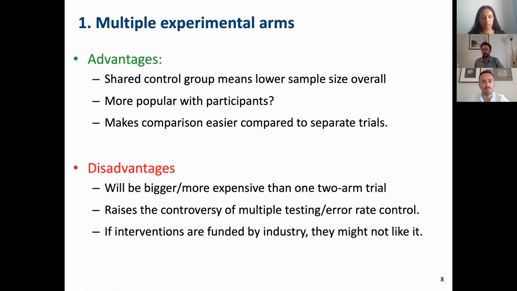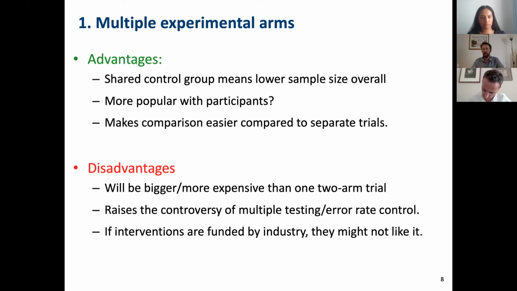I think in some settings, these types of trials are more popular with participants as well, because I don't think many participants enroll on a trial with the objective of getting the control group. So the higher the chance they have of getting an innovative intervention, perhaps the more attractive the trial is. But of course, this might be different for education research. Also, we have an advantage that comparing the different experimental interventions would be easier in a multi-arm trial where everything is the same, rather than doing separate trials and perhaps using meta-analysis to compare them.